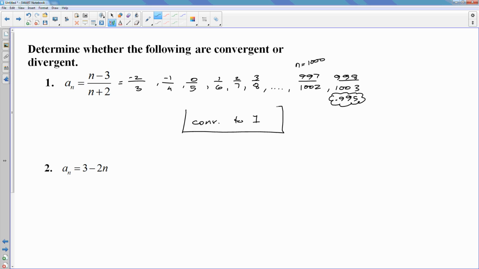Now the more mathy way you could do this is the limit. I could do the limit as n approaches infinity of n minus 3 over n plus 2. It is a rational function. Top degree is equal to bottom degree, so I will divide the coefficients, and 1 divided by 1 is 1. So we could do the limit. We could also write out all the terms, and I'm perfectly okay with using either method.